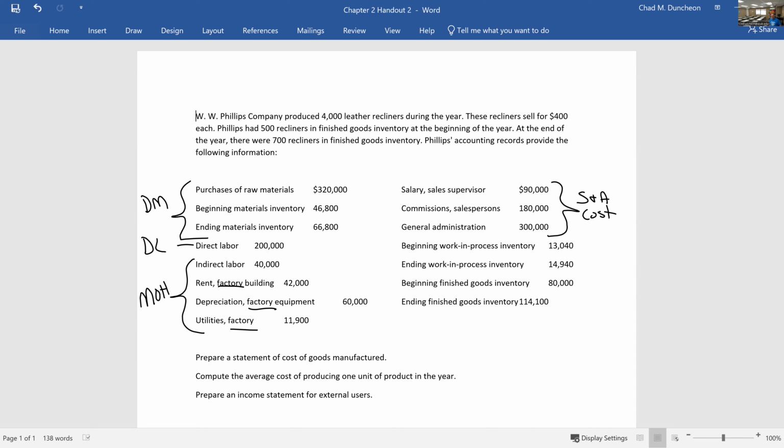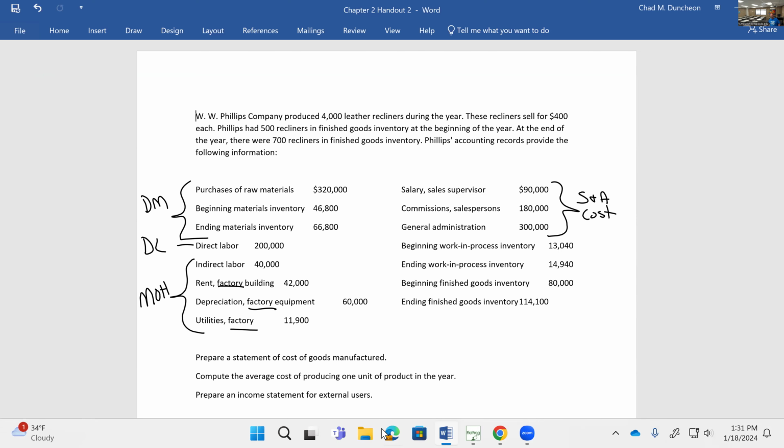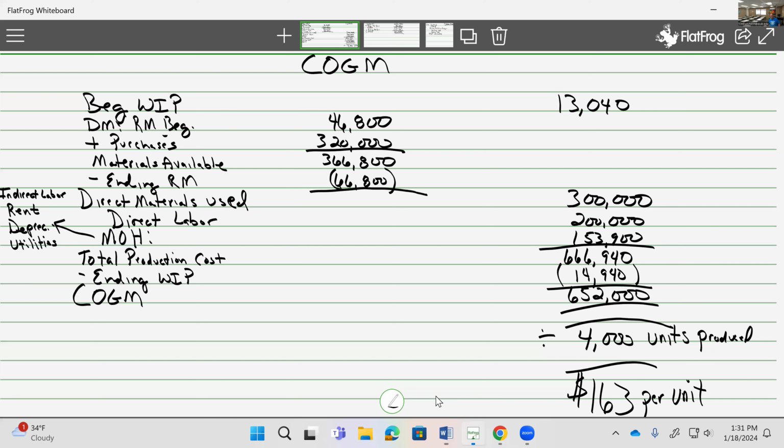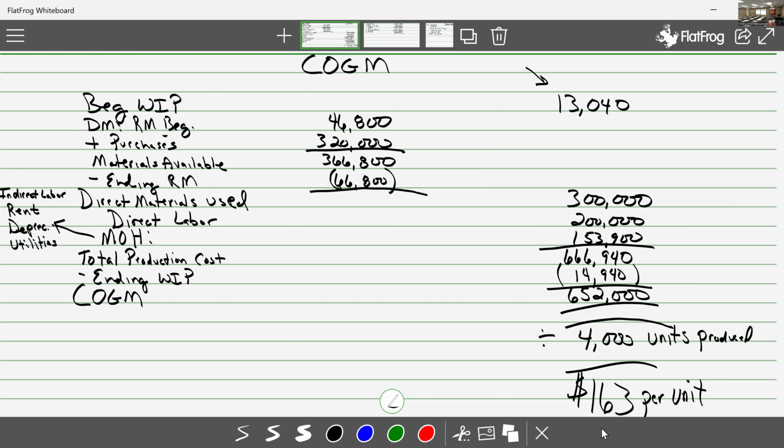So the first thing we want to do is make a cost of goods manufactured statement. This is what it would look like. We always start with our beginning work in process number. We got that straight from the handout. It was 13,400. To that, the next thing we need to do is start adding in all of our product costs. Our 3 product costs again are direct materials, direct labor, and manufacturing overhead.